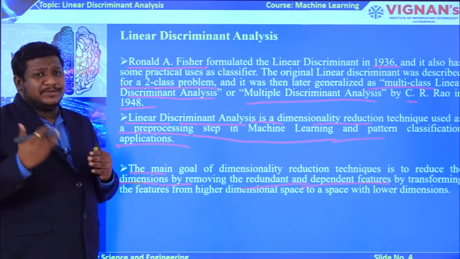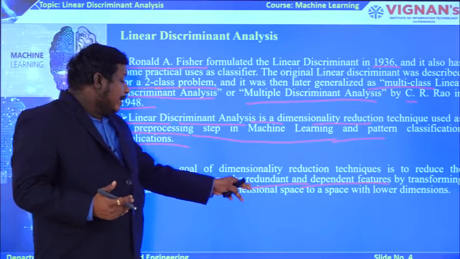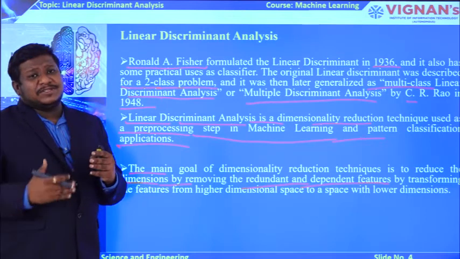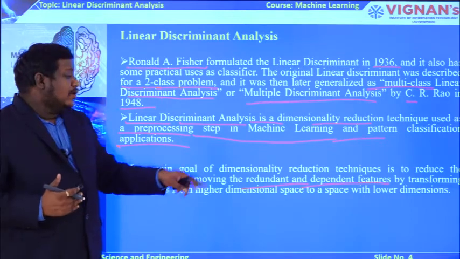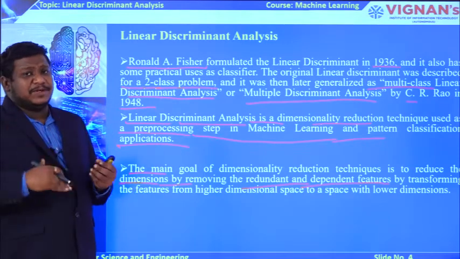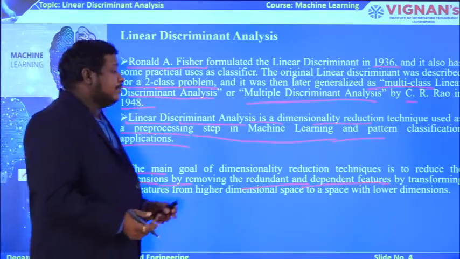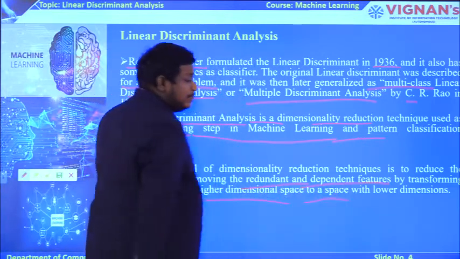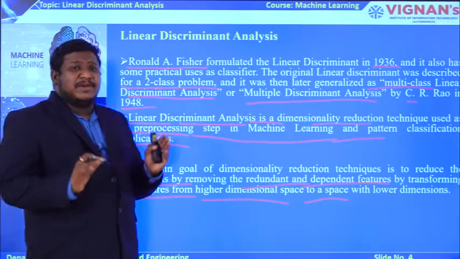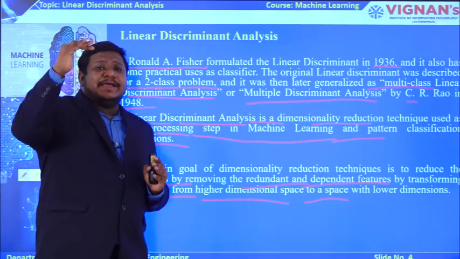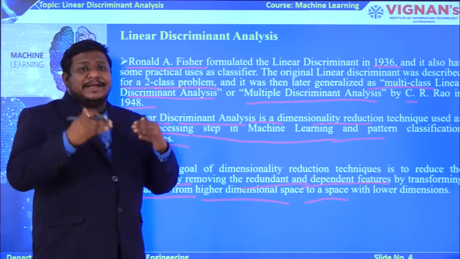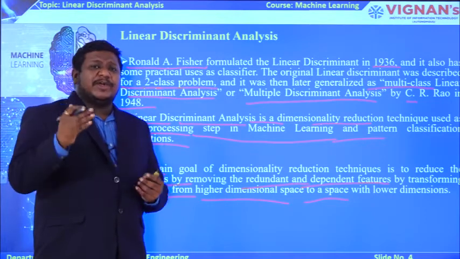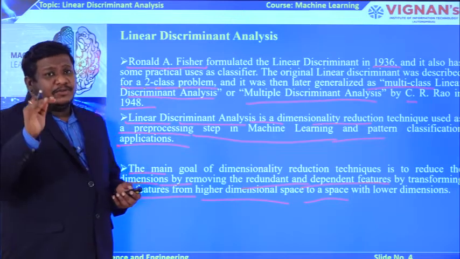How is it going to reduce this? Mainly by removing the redundant and dependent features. Redundant features, which are continuously repeating, can be removed, and similarly dependent features, which depend on some other variables, can also be removed by transforming the data set from a higher dimension space to a lower dimension space. Higher dimension space means we have a large number of features, and lower dimension space means we have very few features.